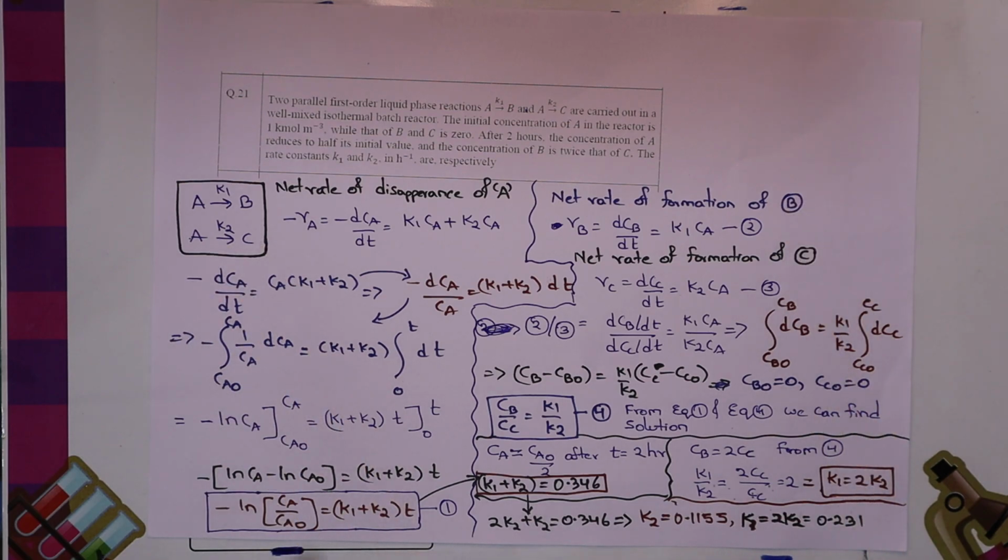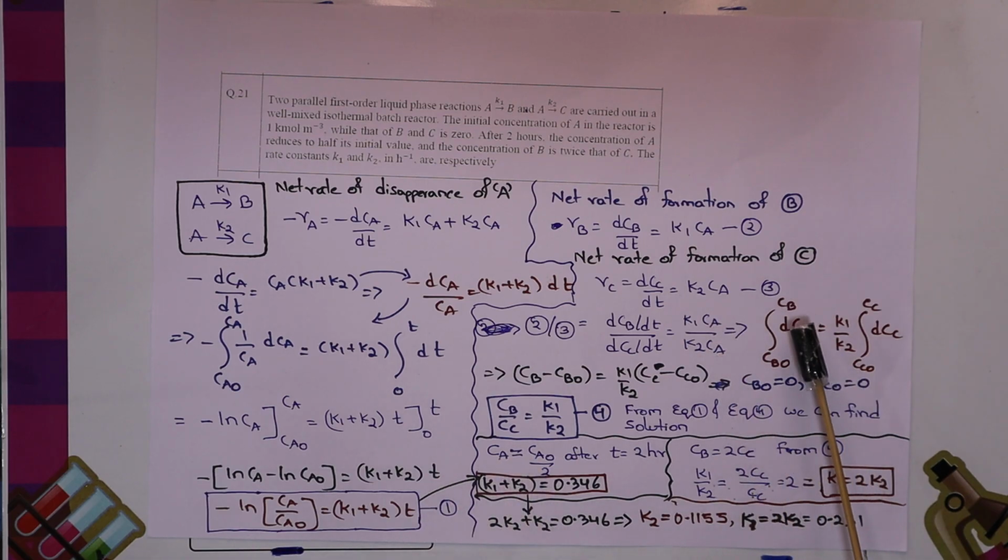Now you have got the equations. Divide equation 2 by equation 3, and you get dCb by dt divided by dCc by dt is nothing but K1 Ca by K2 Ca. The dt terms cancel out, and Ca also cancels out. Similarly, bring the concentration of B terms to the left hand side and the concentration of C terms to the right hand side.